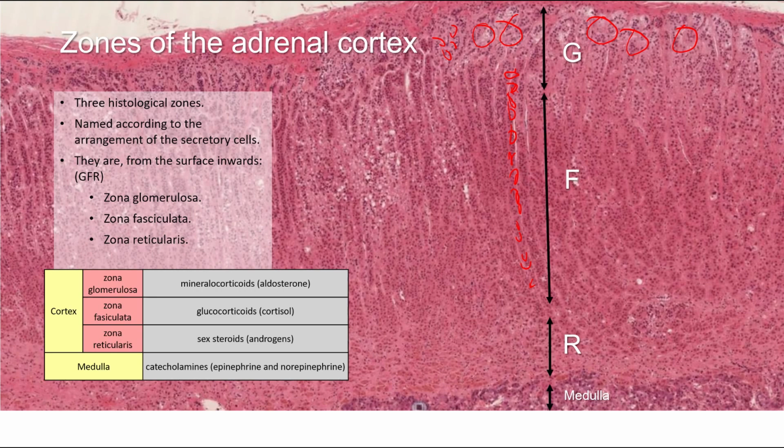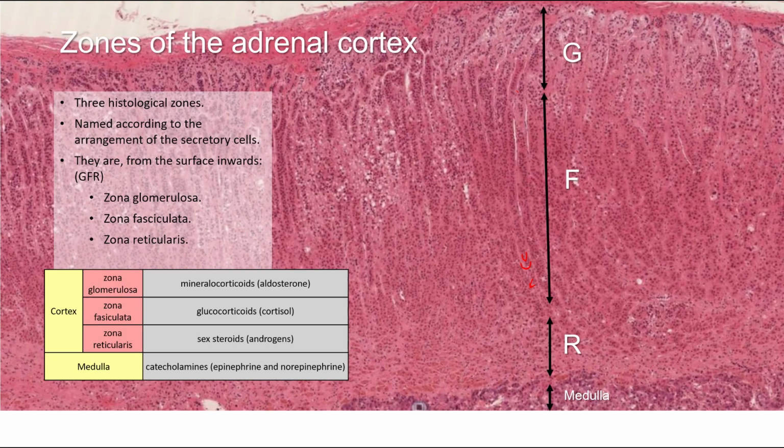The deepest zone of the adrenal cortex is called the zona reticularis, indicated by the R, because here the cells form like a reticulum, like a network. That's the origin of the naming of the zones of the suprarenal gland cortex. Each one of these zones is specialized in secretion of a different hormone.